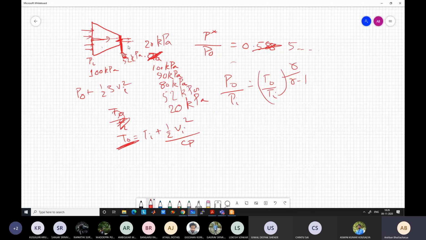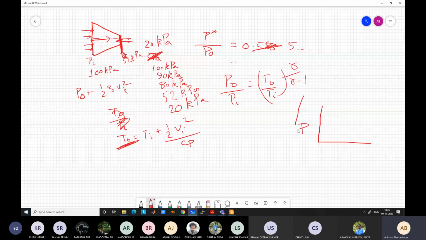So once you reach that, this P should become unequal to the outside pressure. So if I see the pressure in the nozzle, it will follow a variation like this. This diagram is not accurate, but this is pressure and this is the x direction of the nozzle. So pressure will follow some path like this.